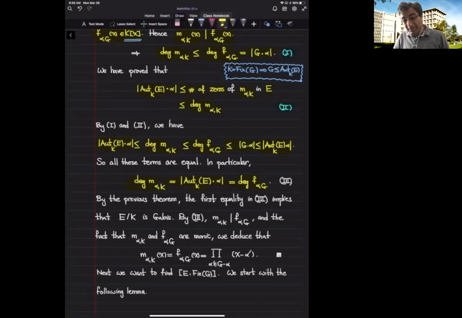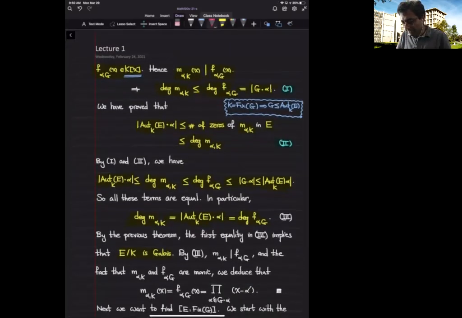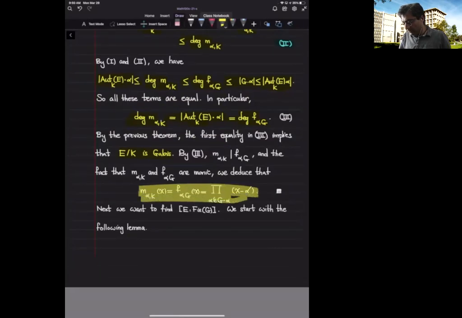By the previous theorem, we deduce that this field extension should be a Galois extension. So E over K is a Galois extension. And moreover, because the degrees of these two polynomials are equal and the minimal polynomial divides the other one, they have the same degree, we deduce equality, and that gives us the moreover part. So altogether we get all the parts that were needed. In particular, we get that E over the fixed points of a subgroup is always a Galois extension.